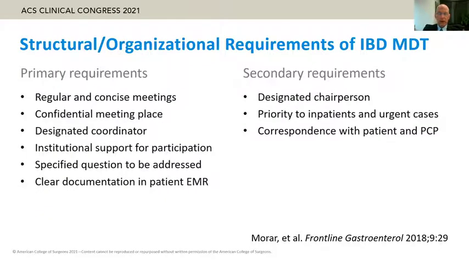On a larger level, the primary requirements: the meeting should be conducted on a regular basis, whether weekly or monthly, and should be held in a confidential, quiet area where the members aren't distracted by other influences. There should be a designated coordinator who helps to create the agenda and keep people on task with the results of the meeting. The institution needs to support protected time for these meetings and understand this is part of patient care as opposed to administrative time. With each patient, a specific question needs to be posed and then addressed by the committee or team, and this needs to be documented in the patient's EMR.